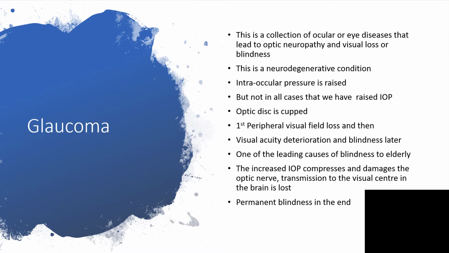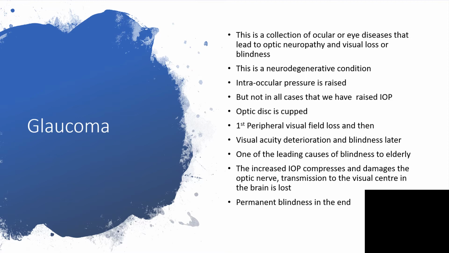The ophthalmologist, your GP or a family physician will be able to do both the peripheral field loss test and visual acuity, and they will tell you things are not working well. Then other tests could be done, the diagnosis could be made, and your sight could be salvaged early enough. Glaucoma is one of the leading causes of blindness in the elderly.